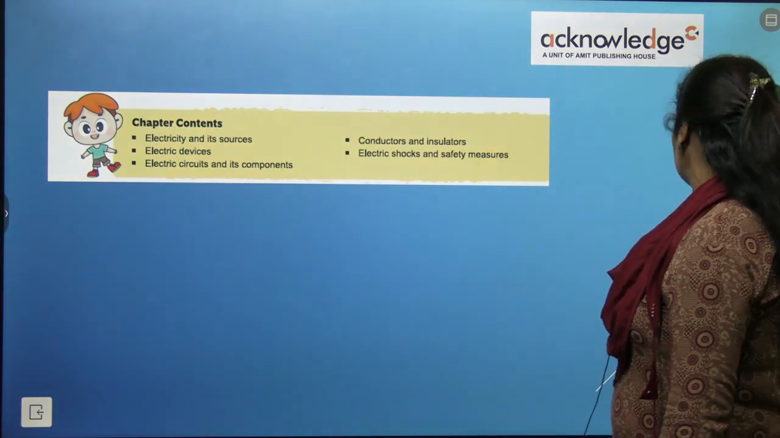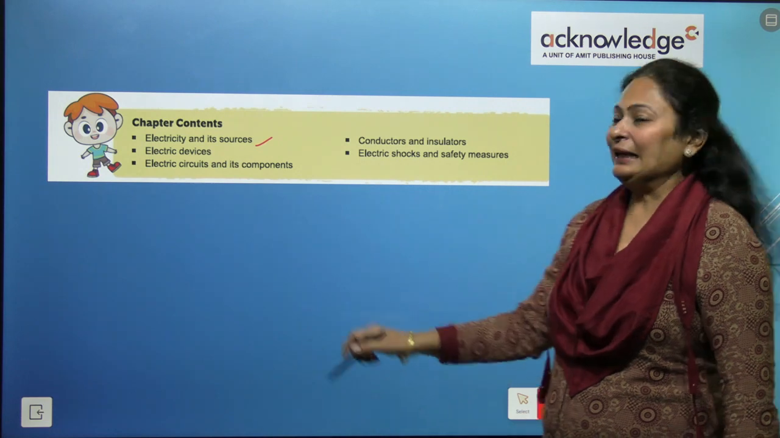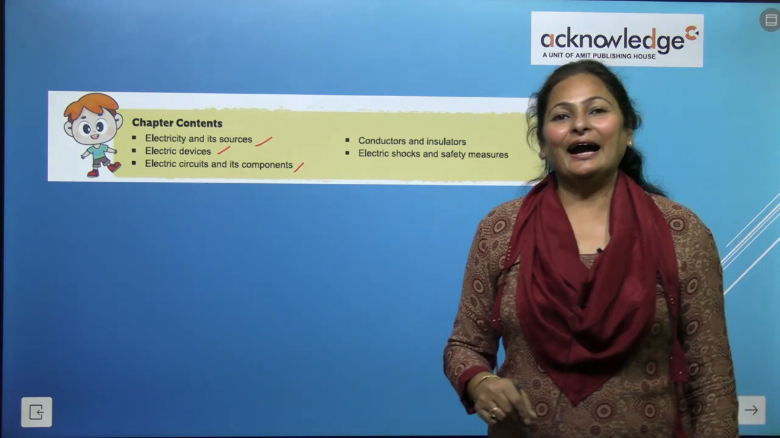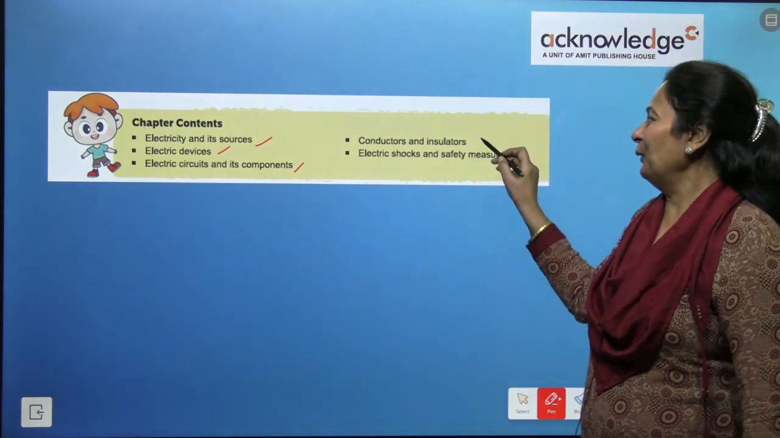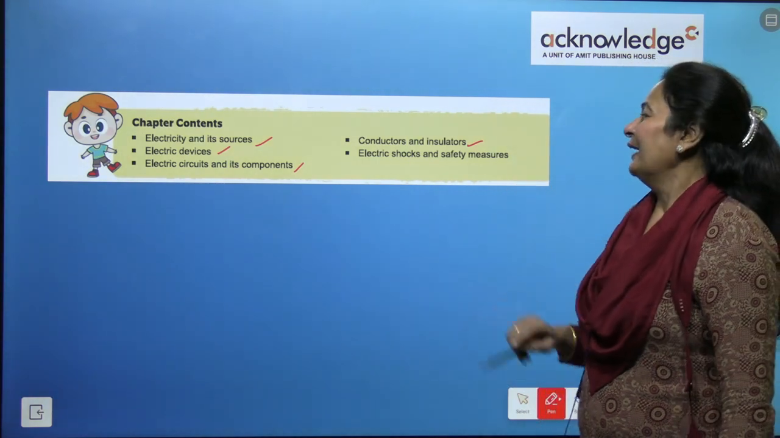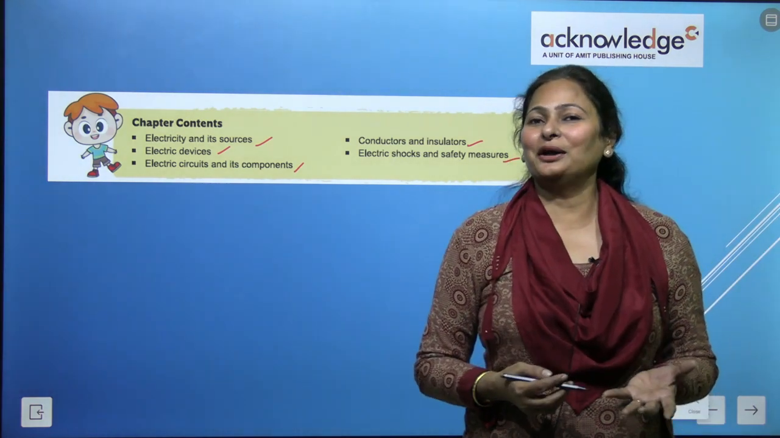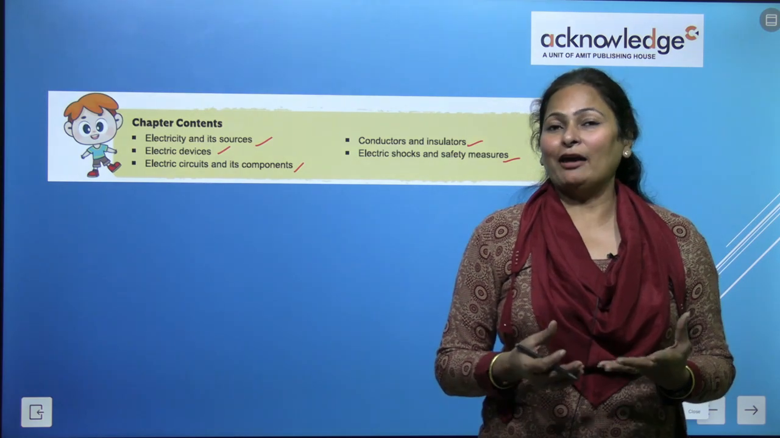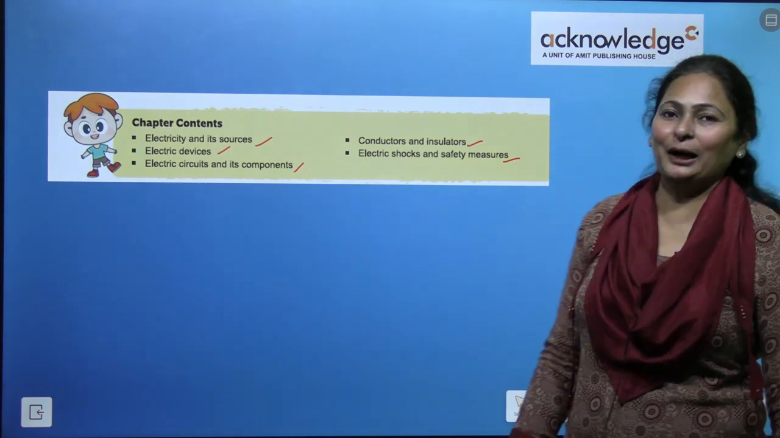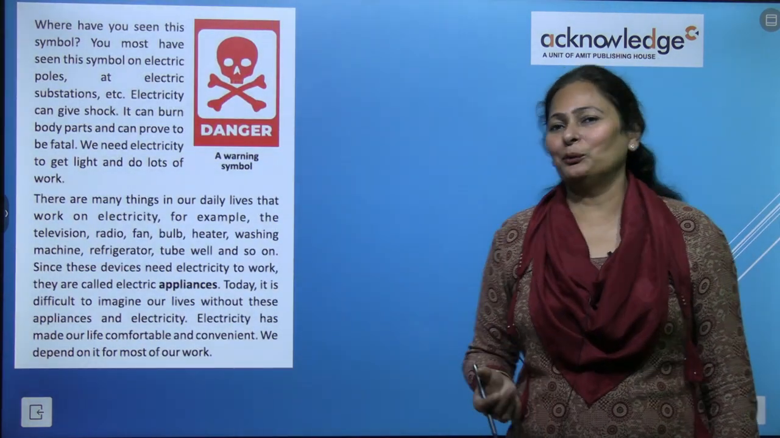The chapter contains electricity and its sources, electric devices. We would learn about the electric circuit and its components, conductors and insulators. What all are these? And electric shocks and the safety measures that we are going to keep ourselves safe from the electric shocks. So are you all excited to know about electricity now? So without wasting time, just quickly start with the chapter.